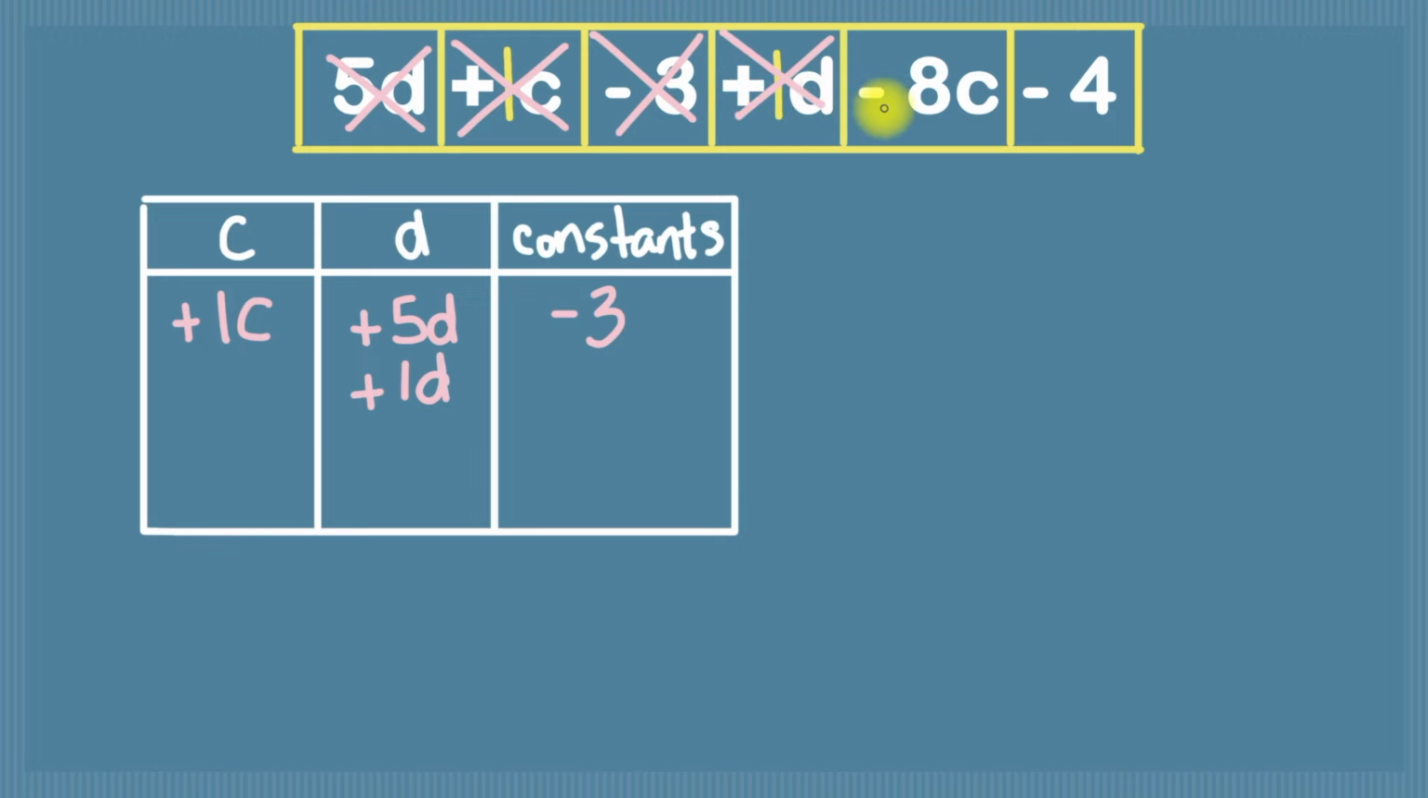Next, we've got negative 8C. That's a C term, so it'll go in the C column. Negative 8C. Then we'll cross that off. And our final term in the expression is negative 4. That's a constant, so we'll put it in the constant column. And then we'll cross that off.